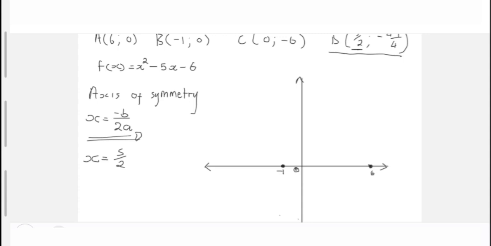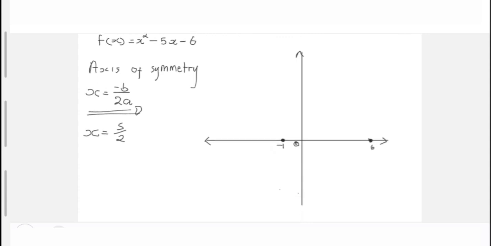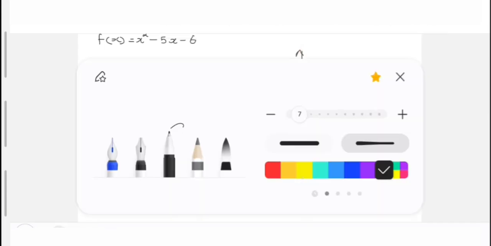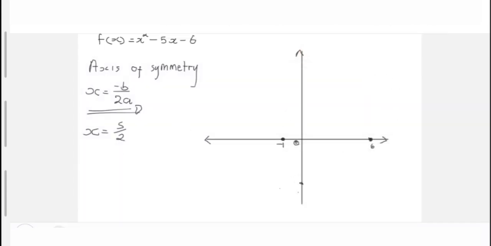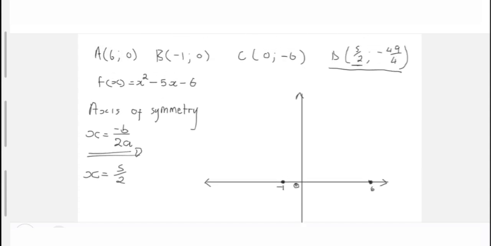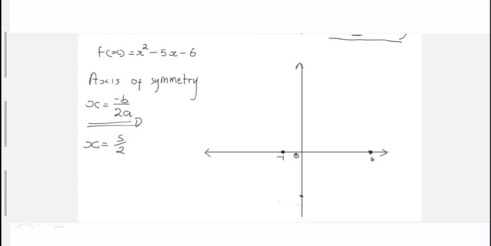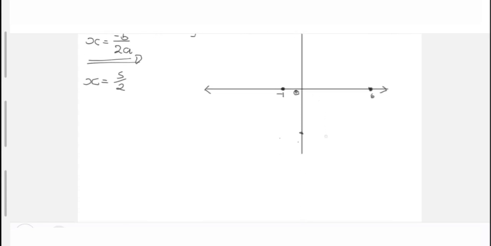And then C, which we are the ones who found, would be right there. -6, sorry. I think, okay, my mistake. It would be right here. And then for D, 5/2 and -49/4, by my estimation, it would be here. Or maybe let's just move it a bit to the right. It would be right there. And then you connect the dots.